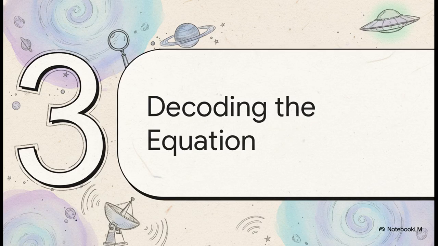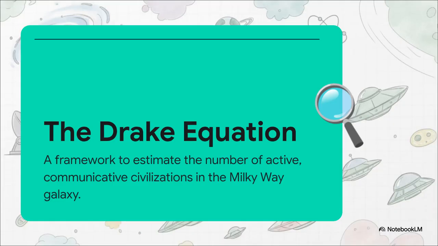And the key thing to remember is that it's not really designed to give us a single final answer. Its real purpose is to organize our ignorance, to show us what we don't know and which clues we need to go out and find. And it's called the Drake equation. So this is a simplified version of it. See that N at the beginning? That's what we're solving for, the number of civilizations we can talk to.